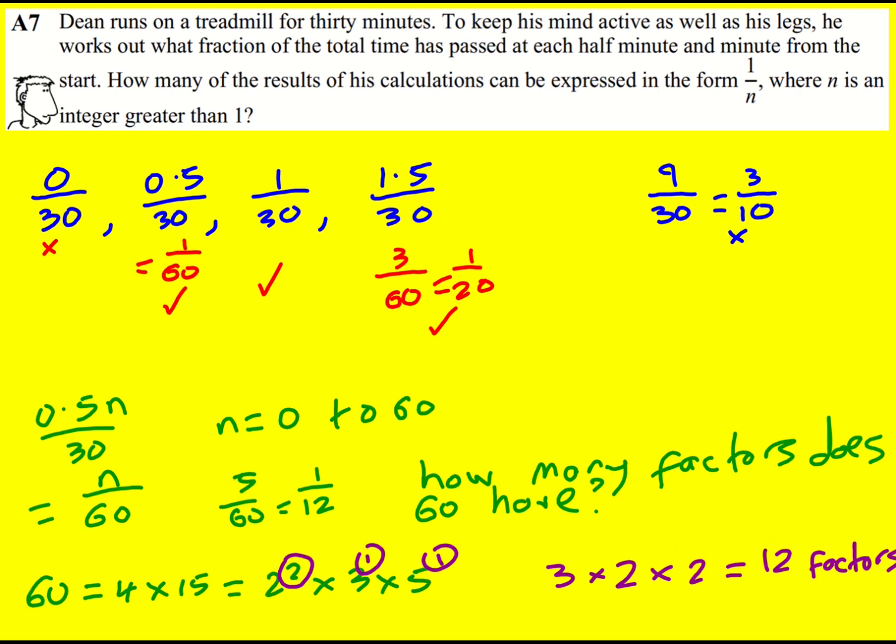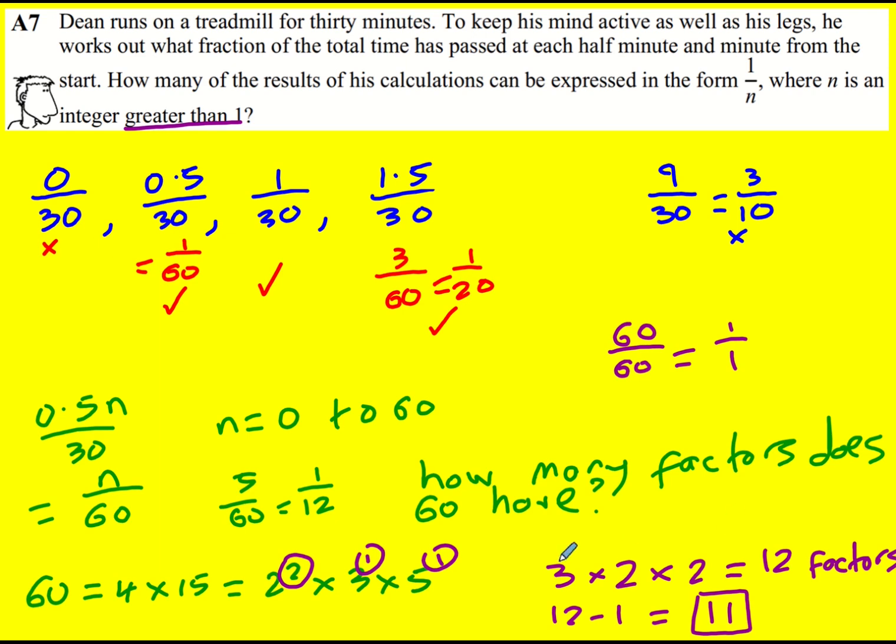And we are nearly there. We just need to be careful because 60 over 60 will satisfy this, but then it becomes 1 over 1, and n is not an integer greater than 1 here. So I need to subtract that from it. It's going to be 12 minus 1. The answer is therefore 11.